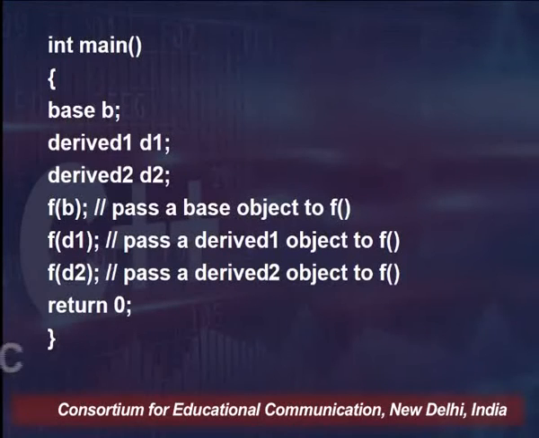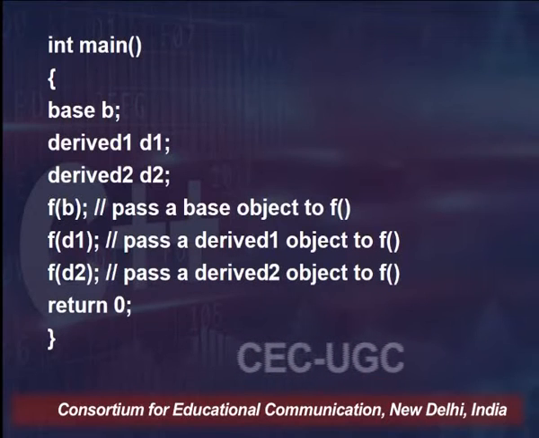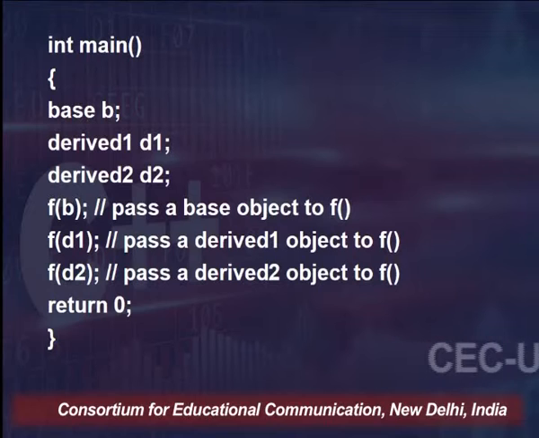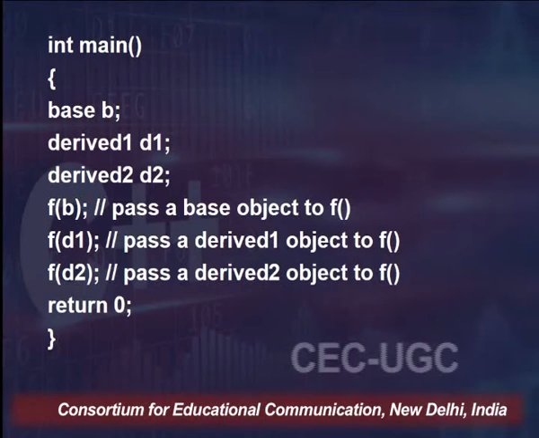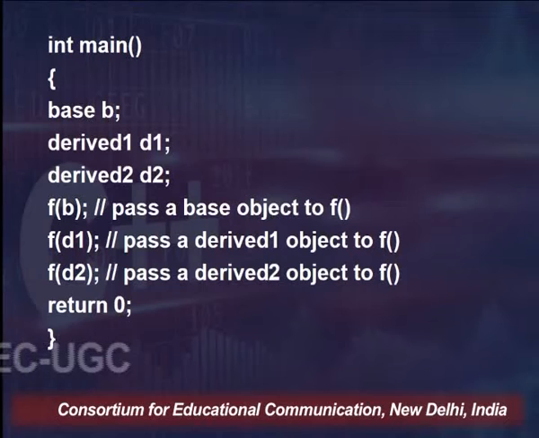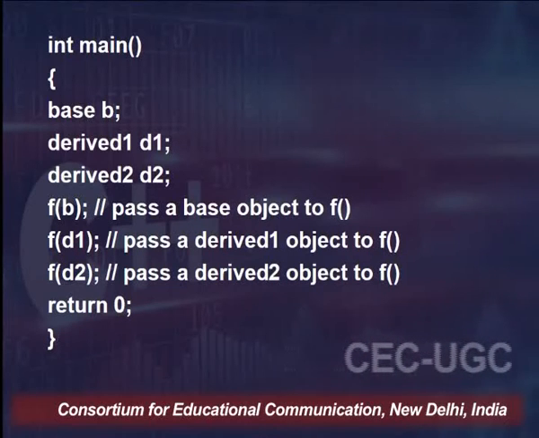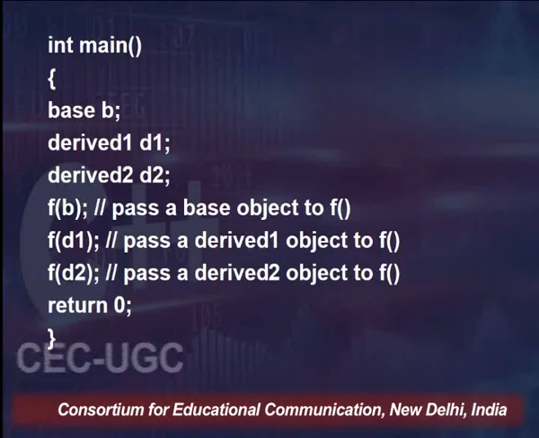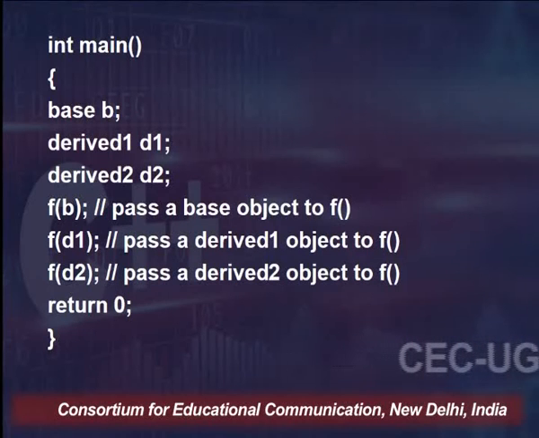And for the third statement, in which we are passing a derived 2 object to f, it will say this is derived 2's vfunc. So if you compare this program to the program we went through in our previous lecture, our first lecture on virtual functions, the output of both programs is similar. The only difference here is how we have implemented it.